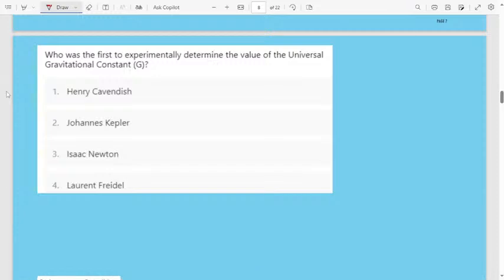Let us move to the next question. This is a very basic concept. I know everyone knows, but those who don't know properly, that's why I explained in detail. Who was the first to experimentally determine the value of the universal gravitational constant, capital G? First option Henry Cavendish, second one John Kepler, third option Isaac Newton, fourth one Laurent Freidel.